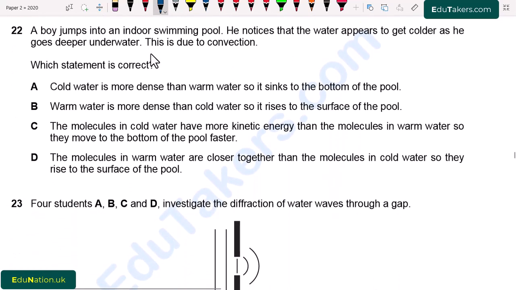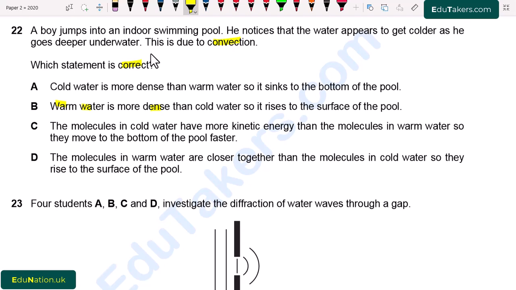Question number 22. A boy jumps into an indoor swimming pool. He notices that the water appears to get cooled as he goes deeper underwater. This is due to the convection. Which statement is correct? A. Cooled water is more dense than the warm water, so it sinks to the bottom of the pool. B. Warm water is more dense than the cooled water, so it rises to the surface of the pool.